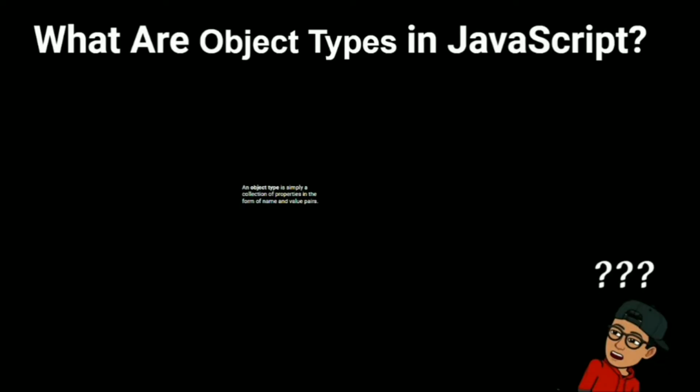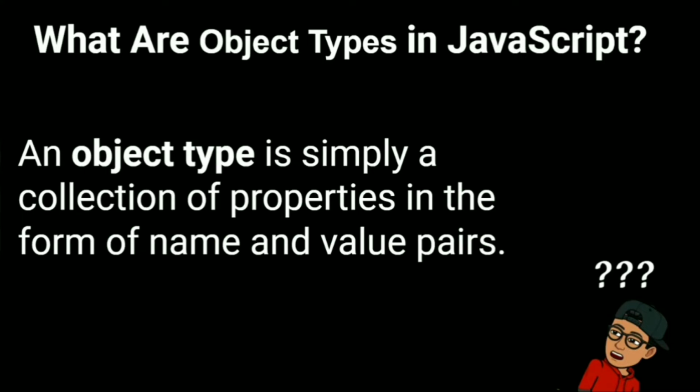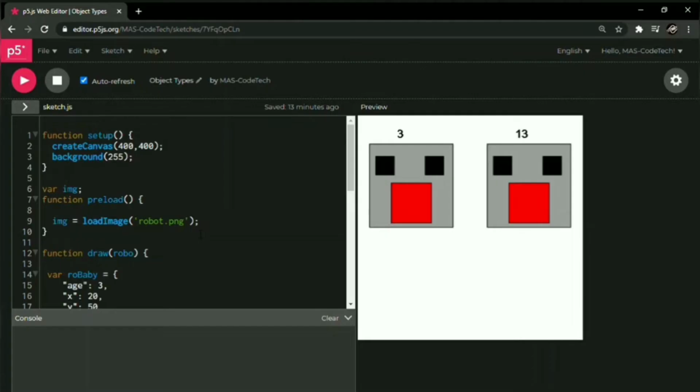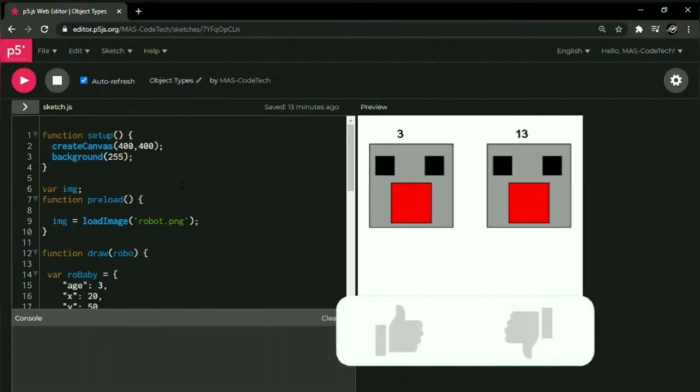What are object types in JavaScript? An object type is simply a collection of properties in the form of name and value pairs. So guys, I'm right here in the P5JS web editor, and I made this simple code, just a robot using arrays of objects. You can check out the video. I'll leave a link down below in the description.